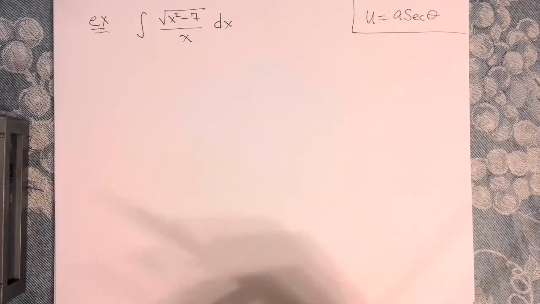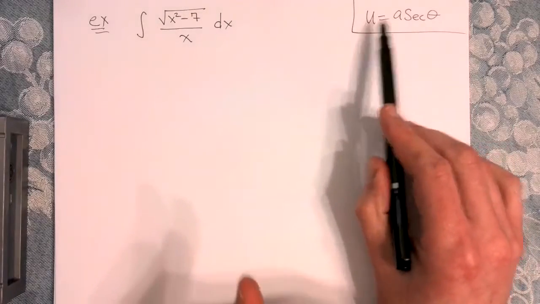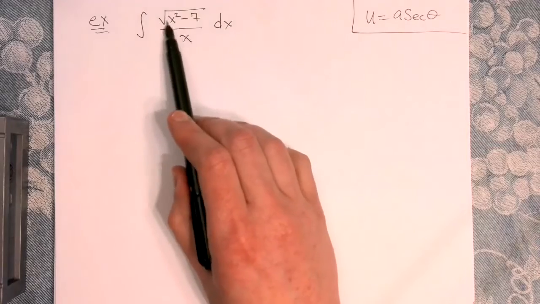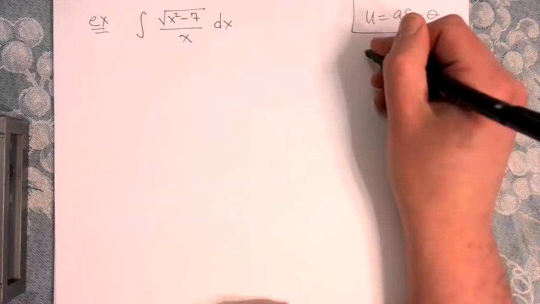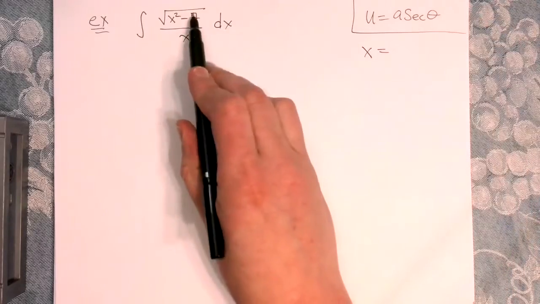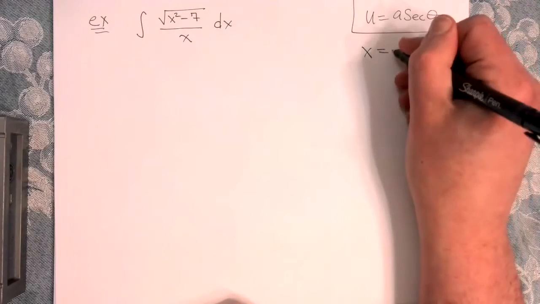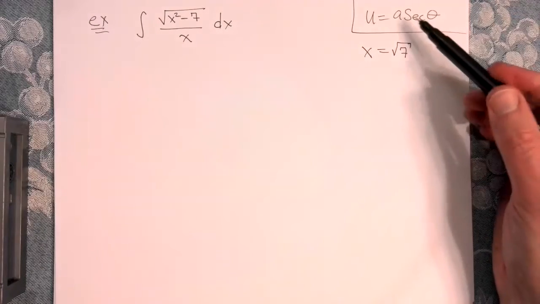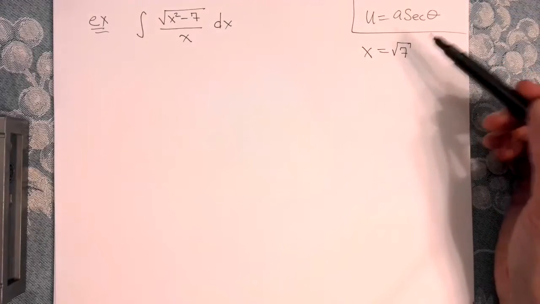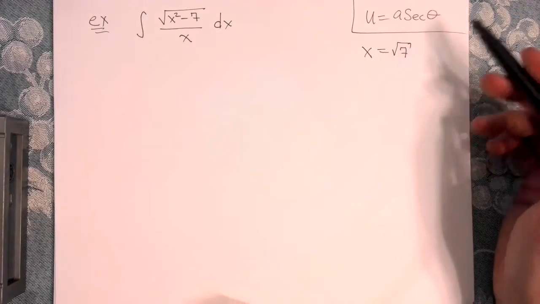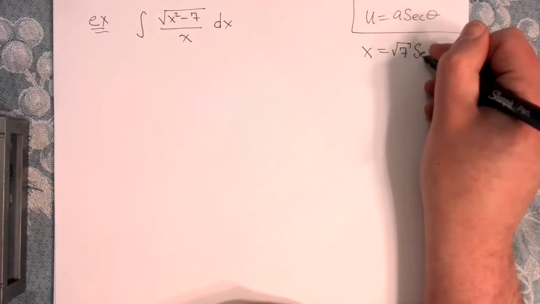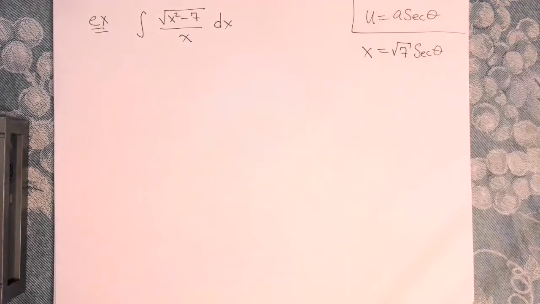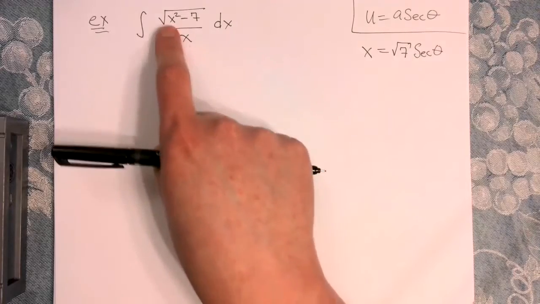So then the question is, okay, what's playing the role of u and what's playing the role of a? Well, if this is u squared, then u should be x. And if this is a squared, then a should be the square root of 7. So a does not have to be an integer. This is perfectly fine. And so that's times the secant of theta. Okay, that's going to help us replace our x's, right?